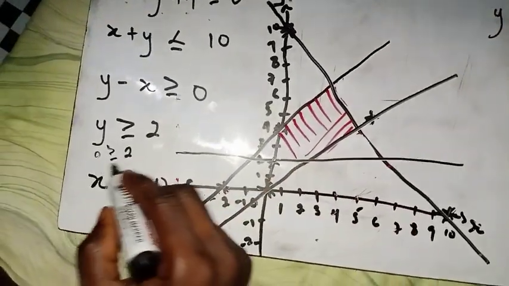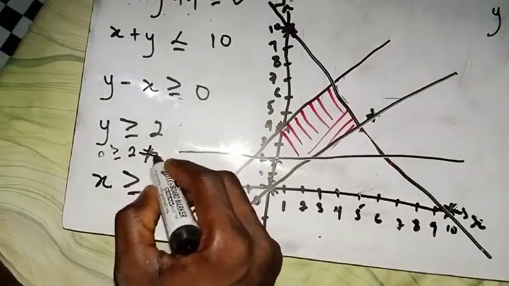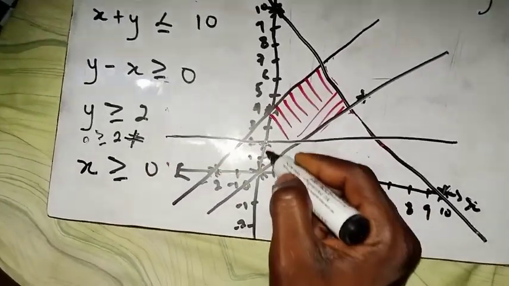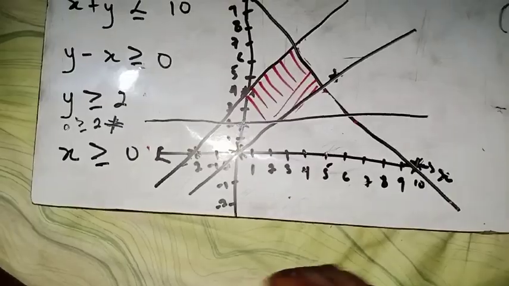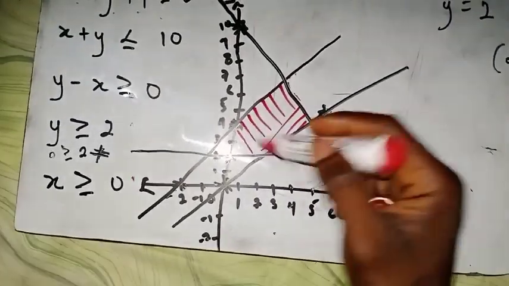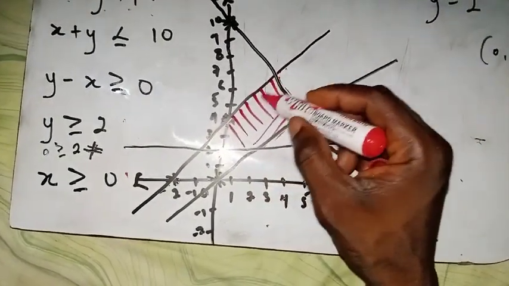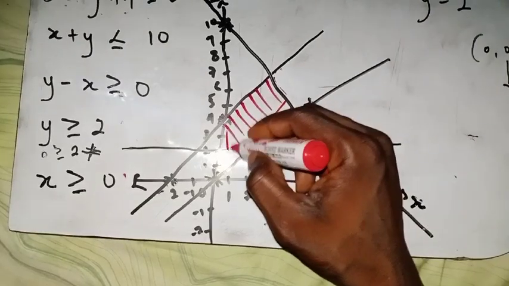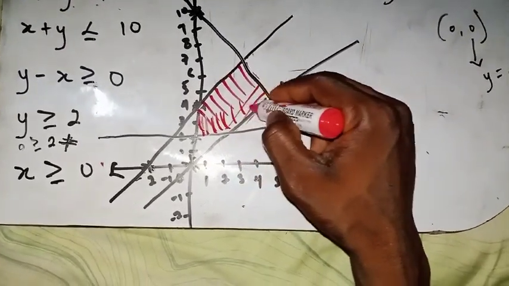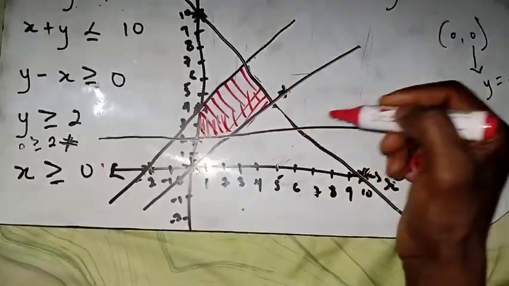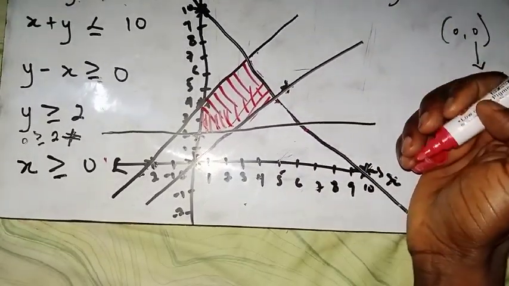Have you seen that this inequality doesn't hold? It doesn't hold, so we are not going to shade down here. Meaning that we are going to shade up. Shading up here, we already have a boundary. There's a line here, so we cannot go beyond that line. So we are going to shade this portion. Is that okay?